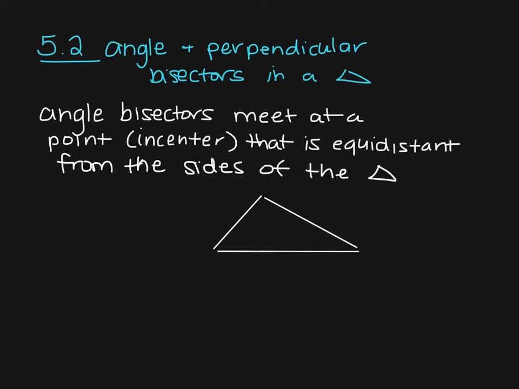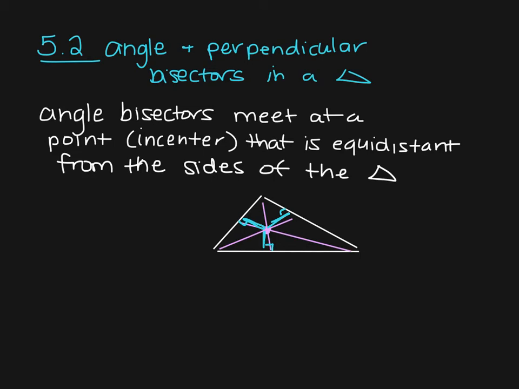So if I had angle bisectors, I'm going to eyeball where they would be, maybe right there, and right there, and right there. These angle bisectors would meet at a point that would be equidistant from the sides. So from there to there to there. And all of them would have little right angle marks. Those segments would all be congruent.